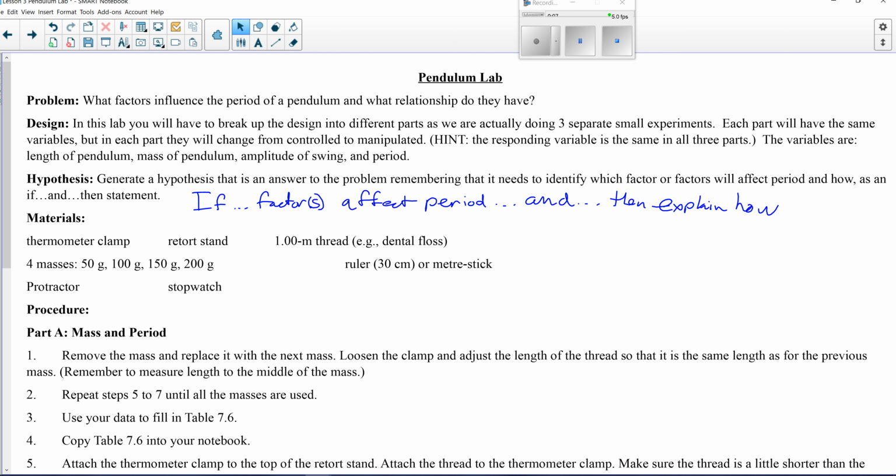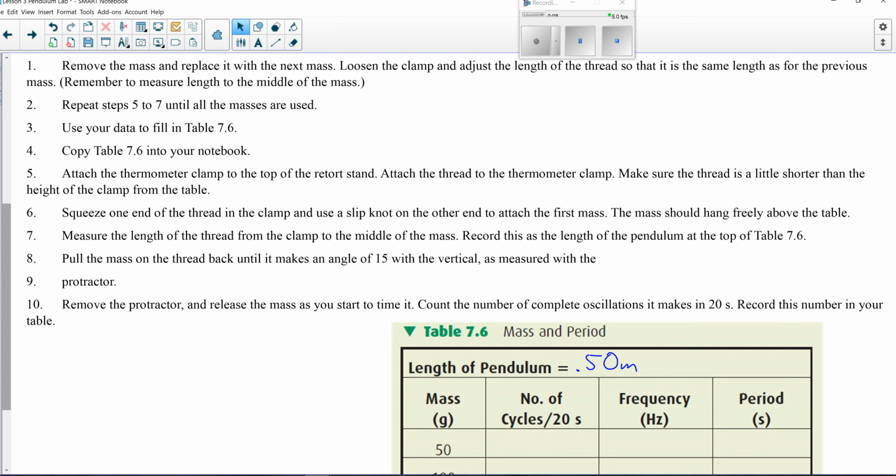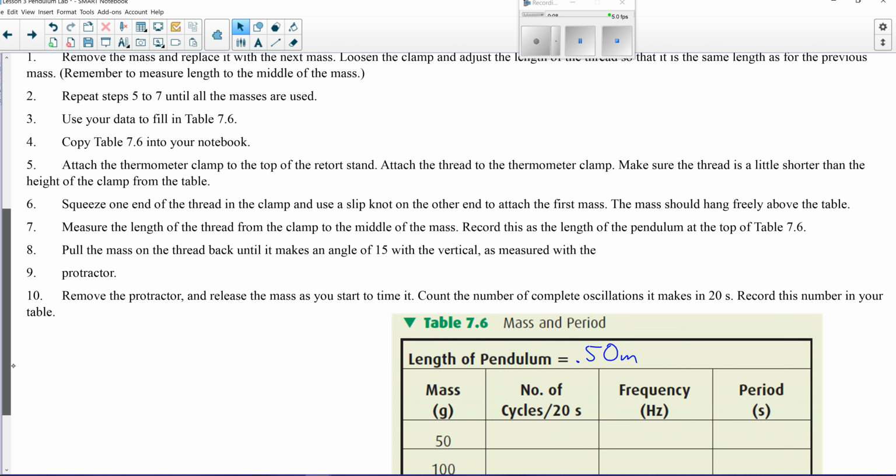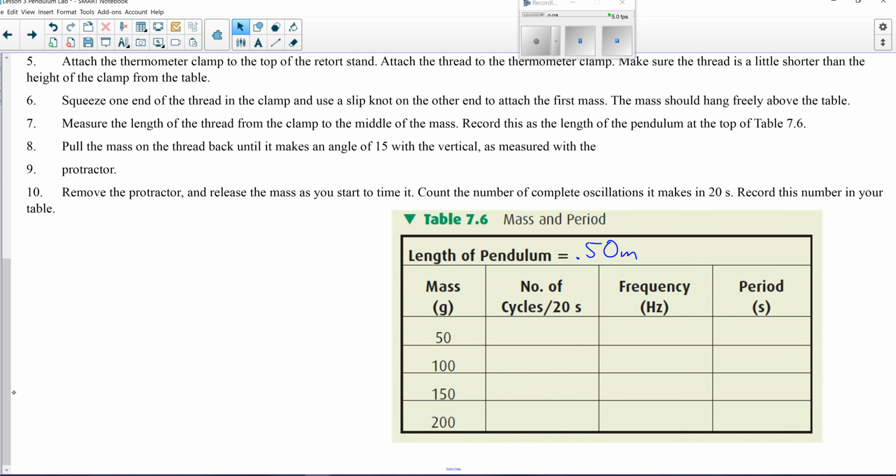Oh, it doesn't say what length. Let's say that we want the length to be 0.5 meters. So we want the length of the pendulum, and we're just going to say it in here. The length of the pendulum is 0.50 meters. It'll be 0.5 meters for all of the masses that you test, and the masses are listed in the table. So you're going to do trials with 50, 100, 150, and 200.